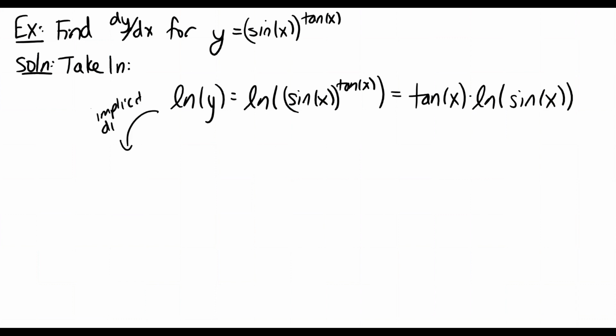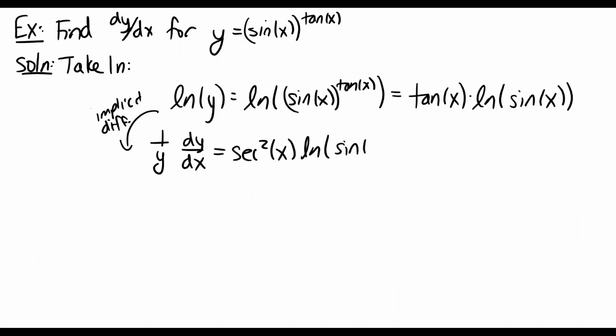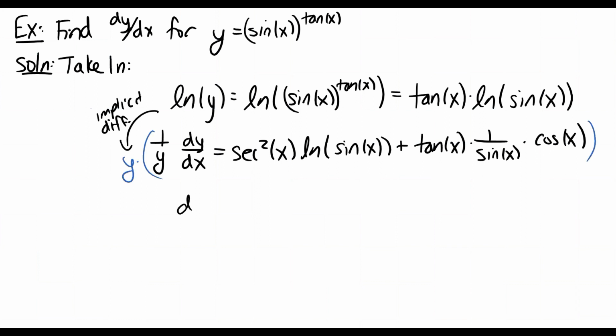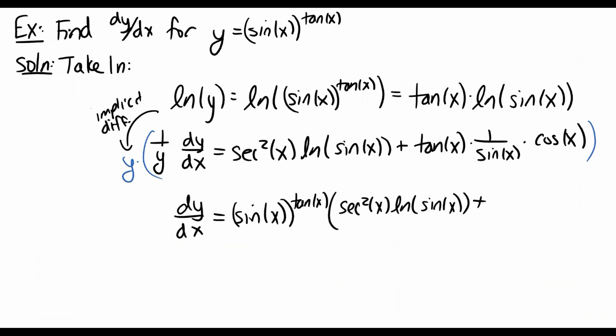Now we do implicit differentiation. Again, the left side is 1 over y times dy/dx. On the right, we have a product rule, and notice to take the derivative of ln of sine of x, we'll have to do a chain rule. So then we get secant squared of x times natural log of sine of x plus tangent of x times 1 over sine of x times cosine of x for the right-hand side. Moving over the y and substituting, we get our derivative.